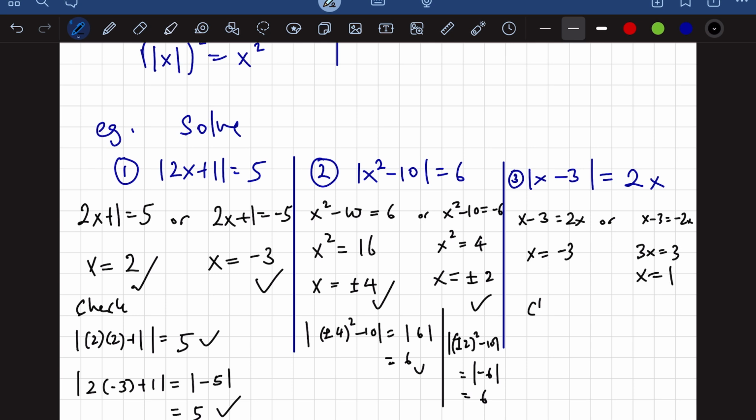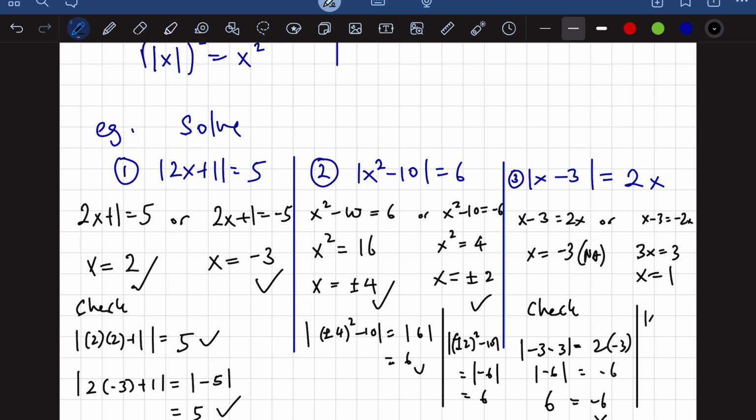All right, so let's check. Let's see if it's true for both. Now, if we put x equals minus 3, we have modulus of minus 3 minus 3 equals 2 times minus 3, so that's minus 6. This will be modulus of minus 6, which is 6, equals negative 6. That is not true, right? 6 is not equal to negative 6. So we have to reject this answer, or we just say it's not applicable. All right, and we're going to check the next one when we substitute 1.